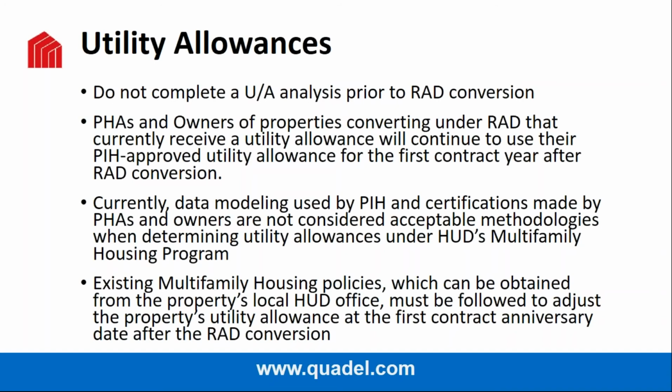Which leads me to my next discussion point, that the methodology used to calculate UAs under the PIH or public housing programs is not generally accepted under HUD's multifamily housing programs. HUD multifamily housing programs released new guidance on calculating utility allowances, and that is HUD Notice H 2015-04. That was originally released back in June 2015, so just over a year ago. And then a revised version of the notice was released again in September of 2015.